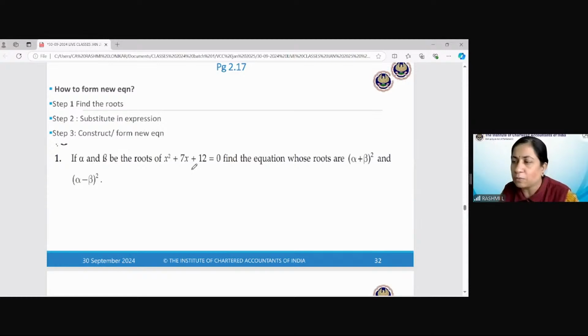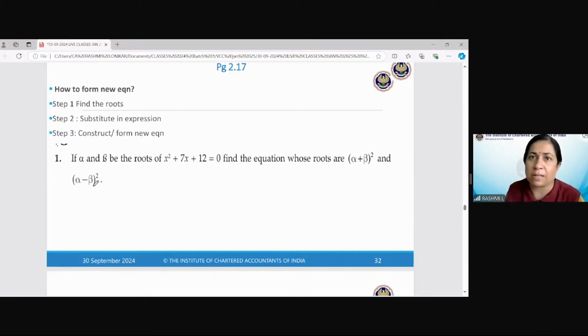Now, how do I form the new equation? Find the roots. Either they will give you the roots directly and ask you to find the equation, but usually they will give you the equation, ask you to find the roots, and then substitute using the combination of these roots. So find the roots, substitute in the expression, and construct or form the new equation. If alpha and beta be the roots of this equation, find the equation whose roots are alpha plus beta whole square and alpha minus beta whole square.